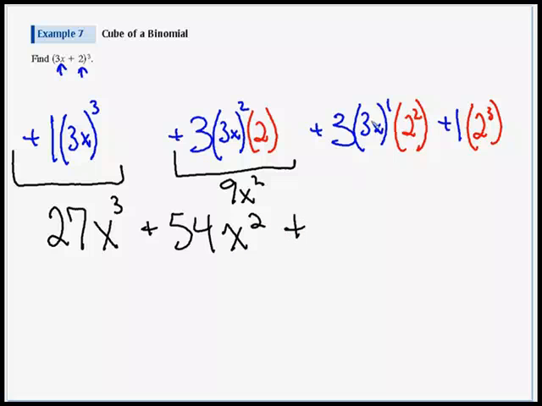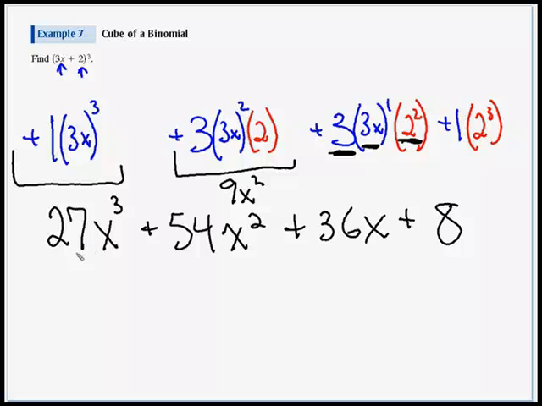Plus. Now our 3x is to the first power, so we can multiply the coefficients. 2 squared is 4, 4 times 3 is 12, 3 times 12 is 36, 36x. And then at the end we have 1 times 2 to the third, 2 to the third is 8. And that should be our correct answer.